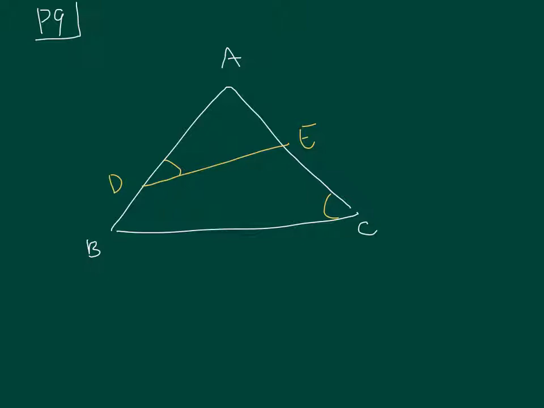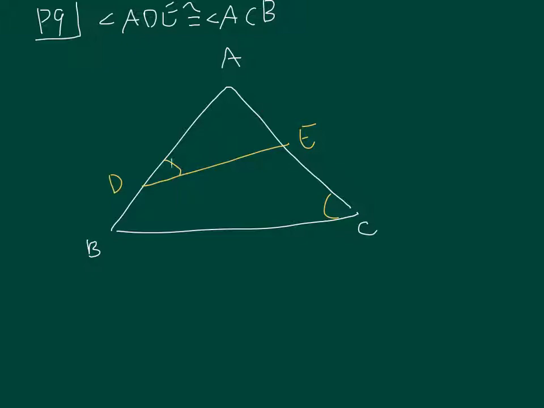Problem number 8 should be solved in the same way as problem number 7, so I'll skip that. Problem number 9, in the figure at the right, angle ADE is congruent to angle ACB. Explain why triangle ADE is similar to ACB.